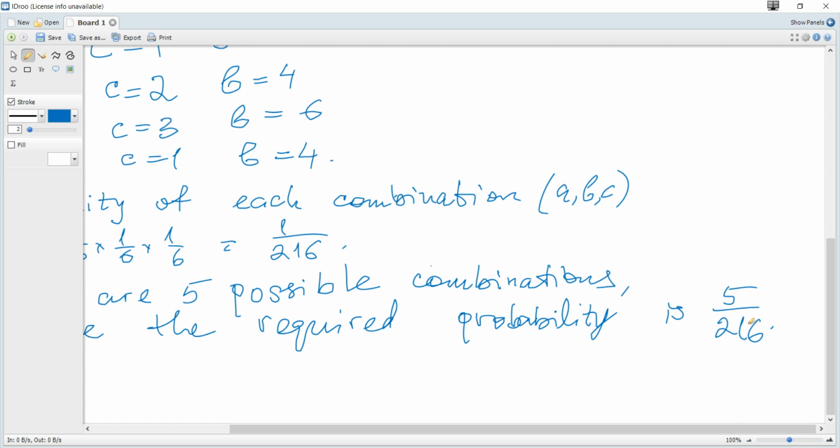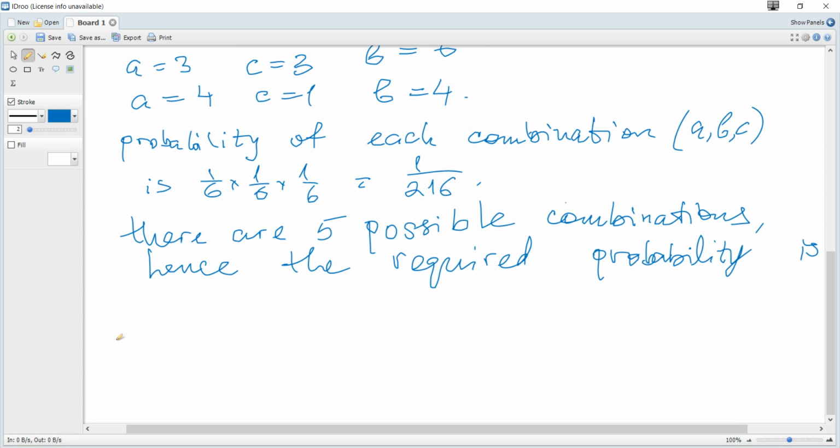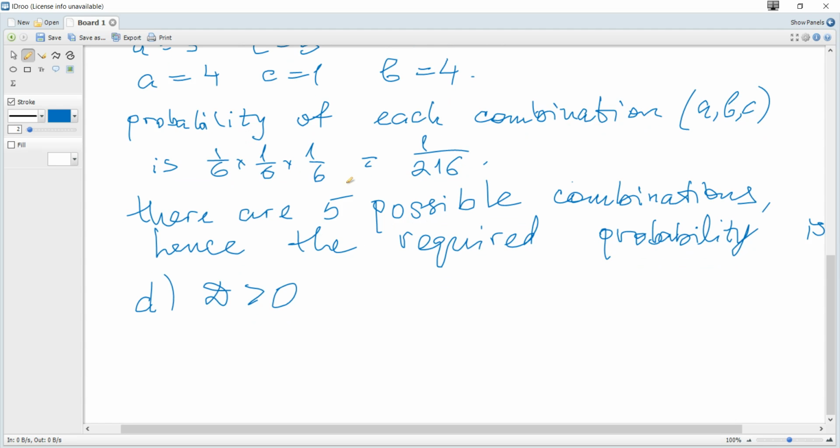The next. Now consider randomly generated quadratic functions whose corresponding graphs have 2 distinct X-intercepts. What does it mean? It means the discriminant must be greater than 0. D. By considering the discriminant, determine the set of possible values of AC, 3 marks. So discriminant is B squared minus 4AC, and it must be greater than 0.